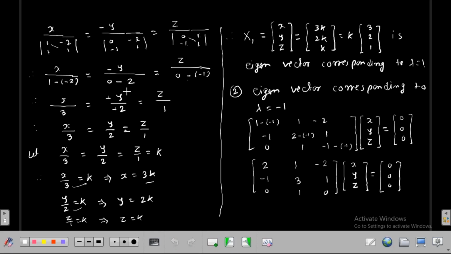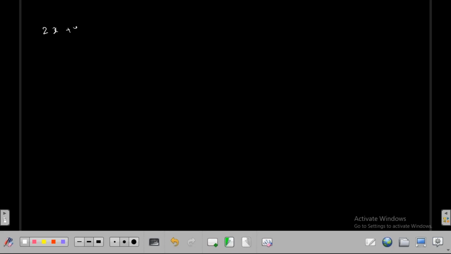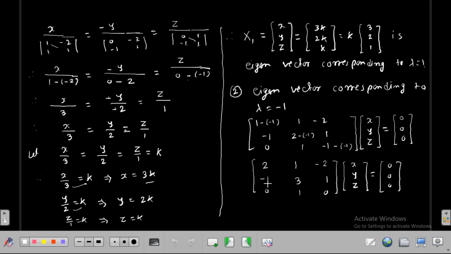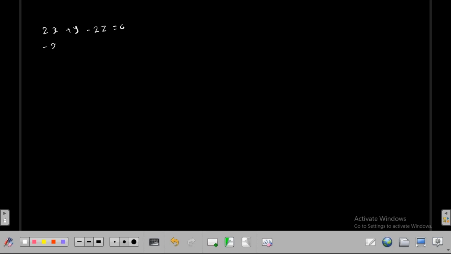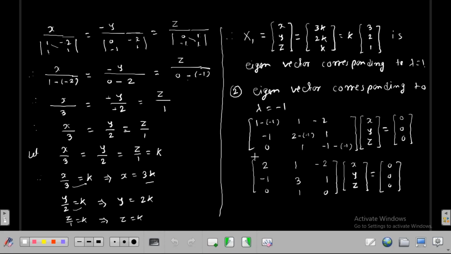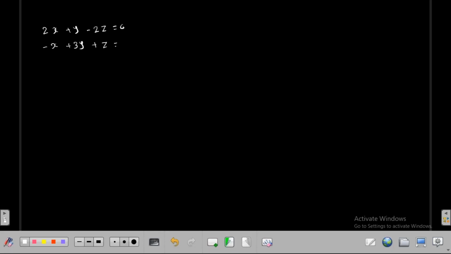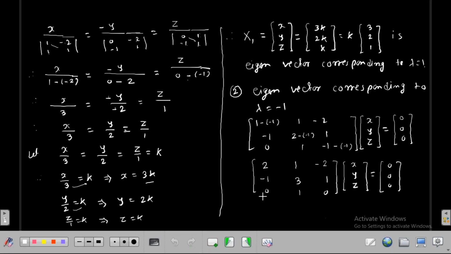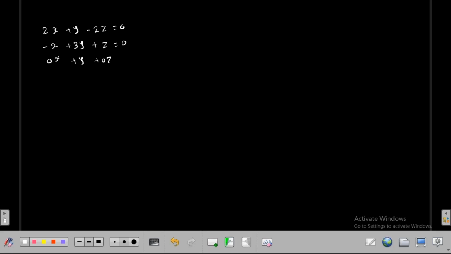So twice x plus y minus 2z equal to 0, minus x plus 3y plus z equal to 0, then 0x plus y plus 0z equal to 0. Now take these two equations.